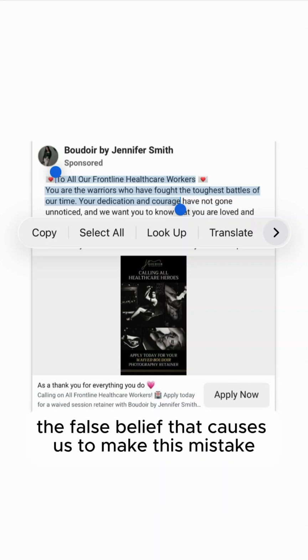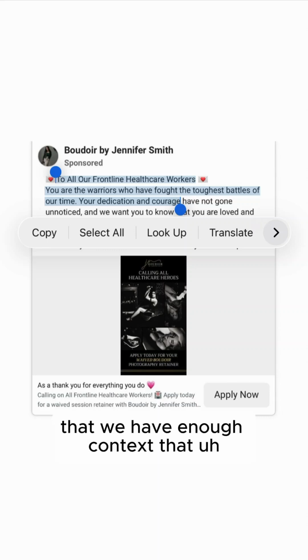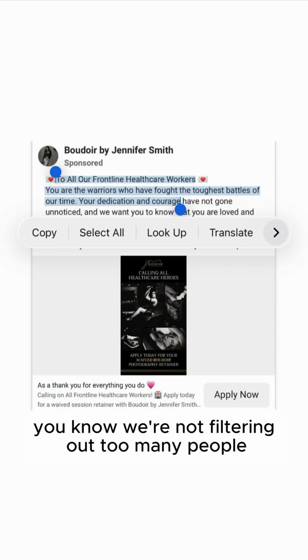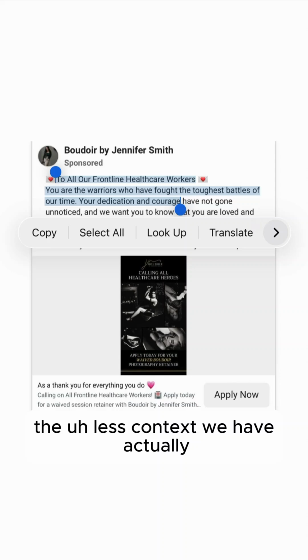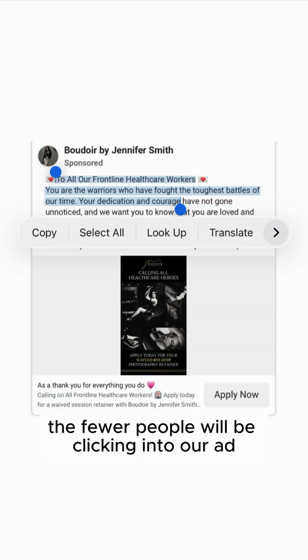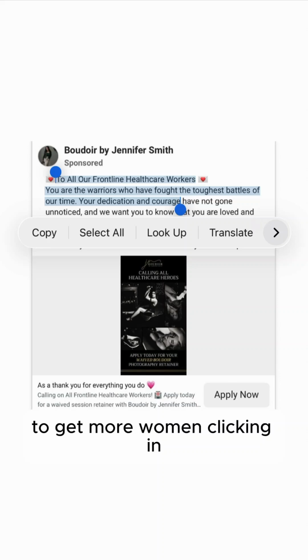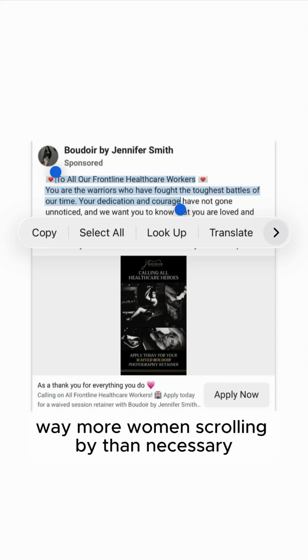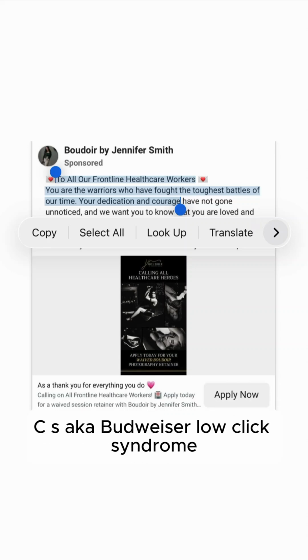The false belief that causes us to make this mistake is that we believe we have enough context that we're not filtering out too many people from clicking into our ad. But in fact, the less context we have, actually the fewer people will be clicking into our ad, up to a point. So we haven't maxed out the context, or we need to get more women clicking in, which means we have way more women scrolling by than necessary, pulling our unique CTR under 6% and contributing to BLCS, aka Boudoir low click syndrome.